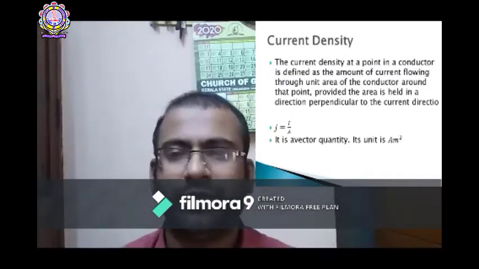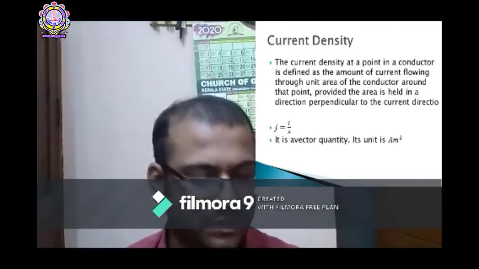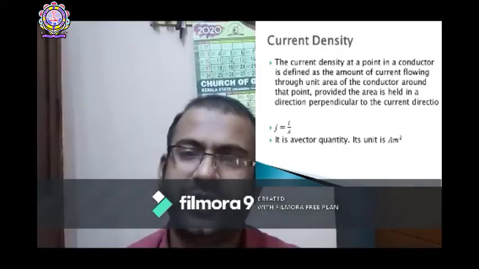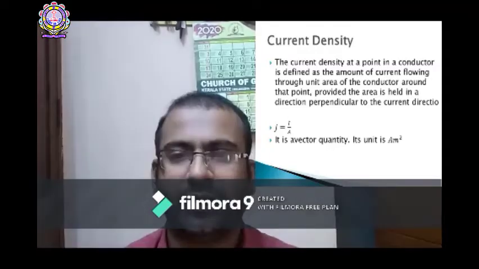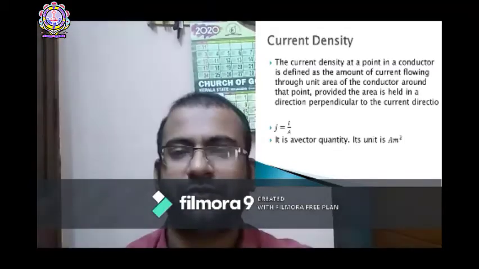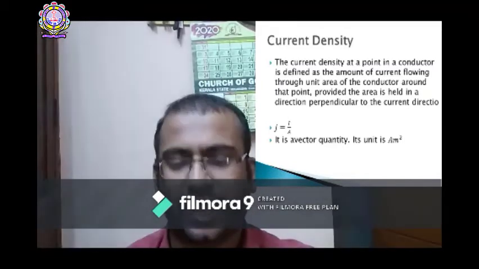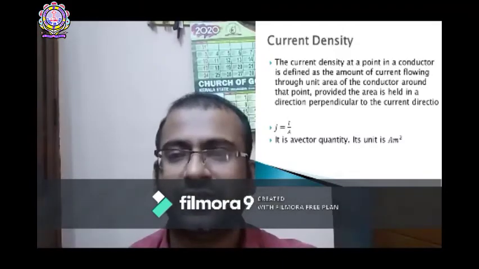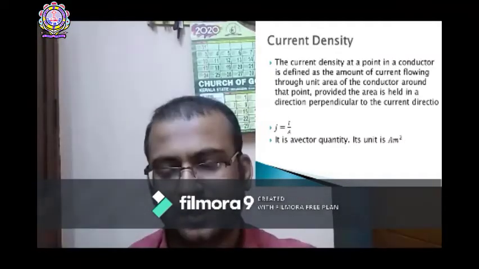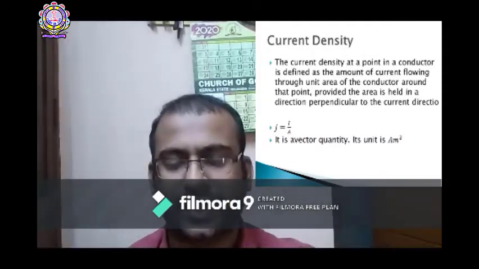Before we go into the main topic, we have to discuss two more important terms. One is the current density. We can define it simply as current per unit area. I will read the definition for you. The current density at a point in a conductor is defined as the amount of current flowing through unit area of the conductor around that point, provided the area is held in a direction perpendicular to the current direction.